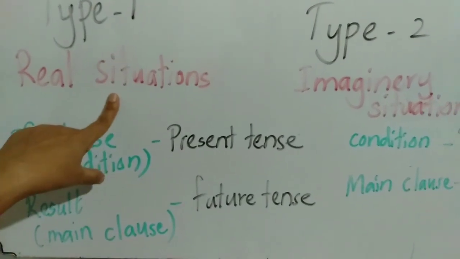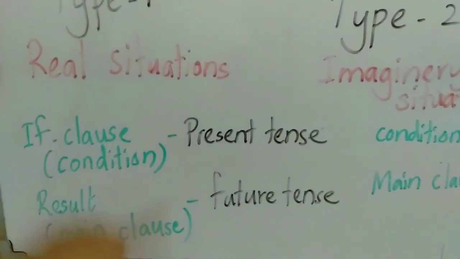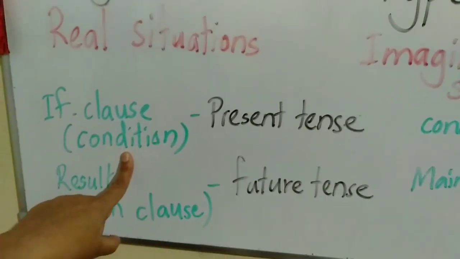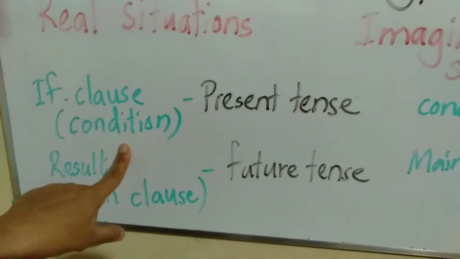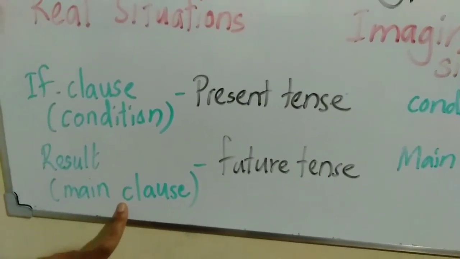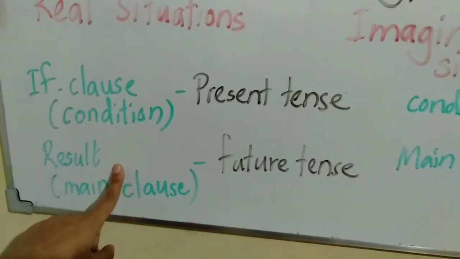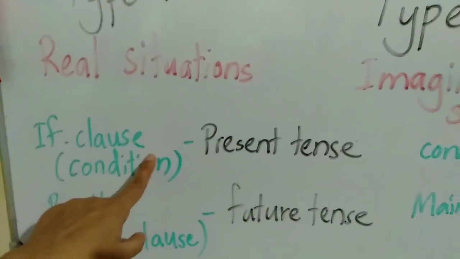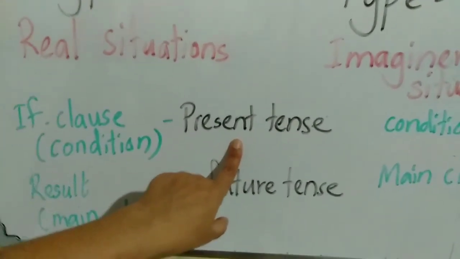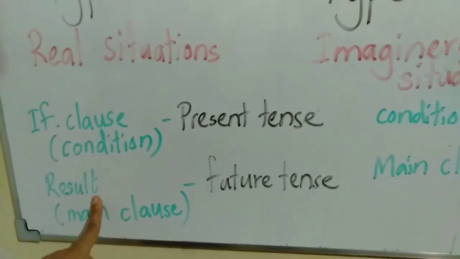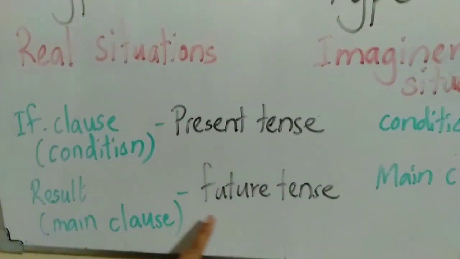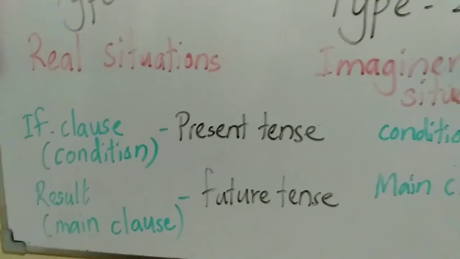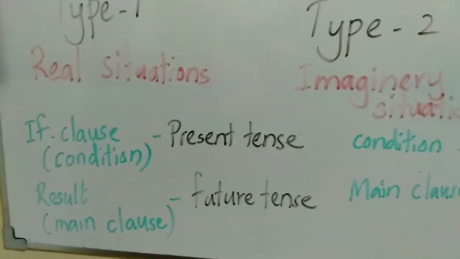We'll know this action definitely happens if the condition is alright. If the condition is alright, the result, the main clause, will definitely happen. In the if clause, we keep the verb in the present tense. Then the result, the main clause, will keep the verb in the future tense. You want to realize how the verbs change in these three types.